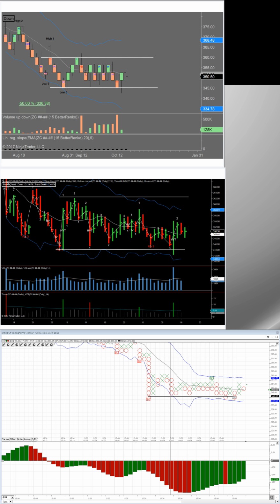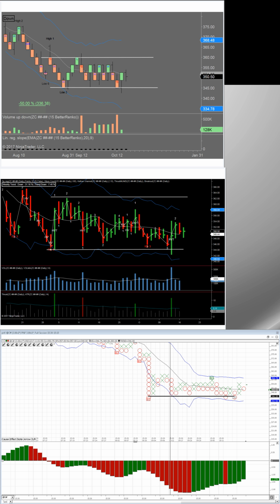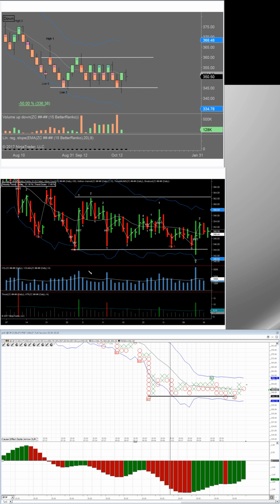This is meaningful. Someone is defending the low. Okay? Someone is defending this low. This is the highest volume in 1, 2, 3, 4, probably since August 10th. The highest volume since August 10th. So this is the highest volume in about 2 months.